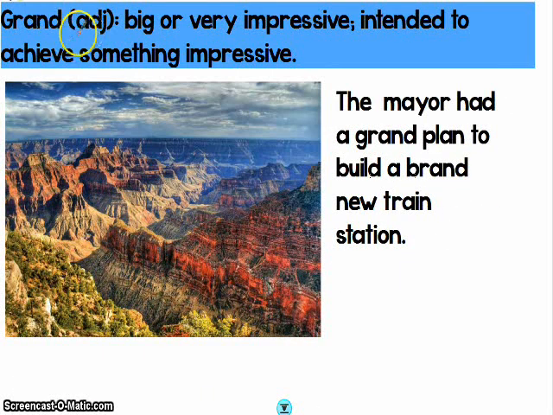Okay, now we come to grand. Grand is an adjective, and if you're going to describe something as grand, you are saying that it's very big, very impressive. It's intended to achieve something impressive. And so that's why the Grand Canyon, pictured here, is called the Grand Canyon, because it is so massive. It's an impressive canyon to look at. The mayor had a grand plan to build a brand new train station. So in this sentence, the mayor's plan is being described as grand. So what are we saying about the mayor's plan when we use the adjective grand? We are saying that it is very impressive.